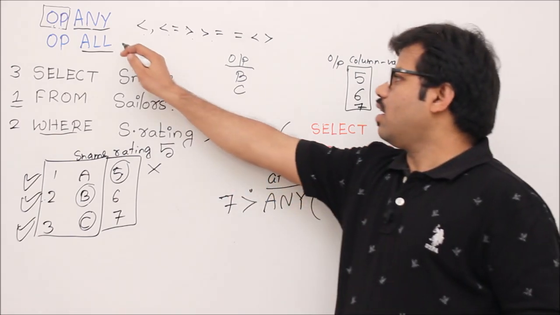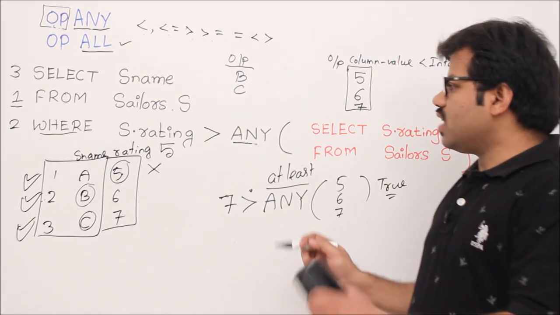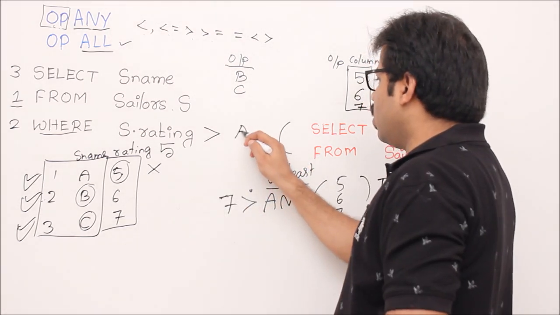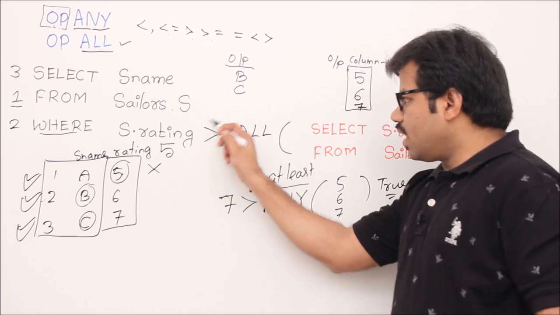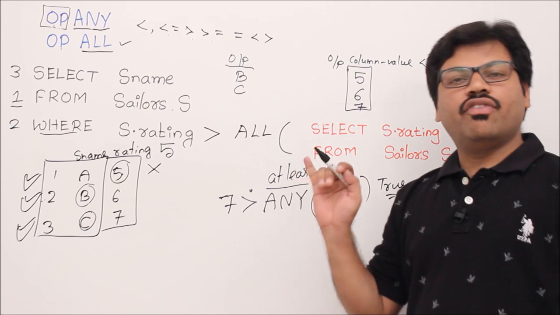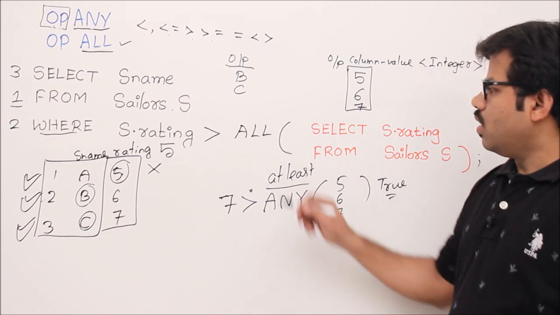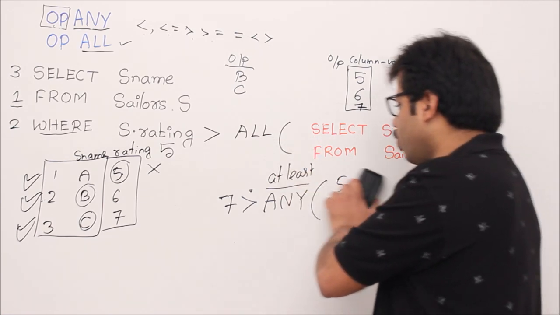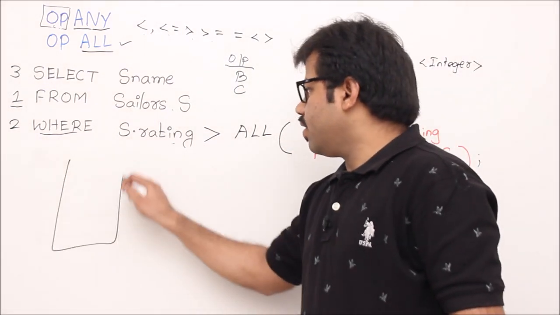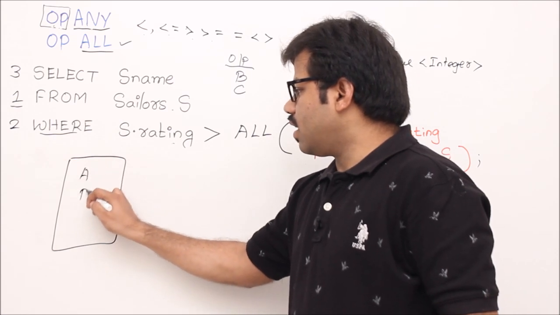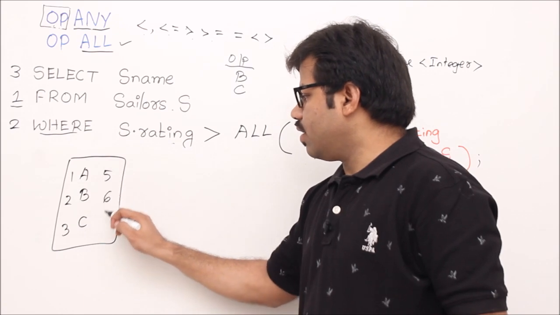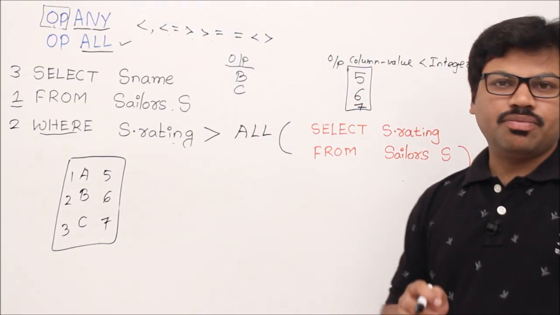Okay, now we'll see the all operator. The difference between the any operator and the all operator is that this time your greater than condition will be evaluated for all the tuples on the right side. Every time it should be true. So let's evaluate this query now for the all operator. Same table I take: A, B, C are the sailors, let's say 1, 2, 3. The ratings are 5, 6, 7. How all works we'll see.